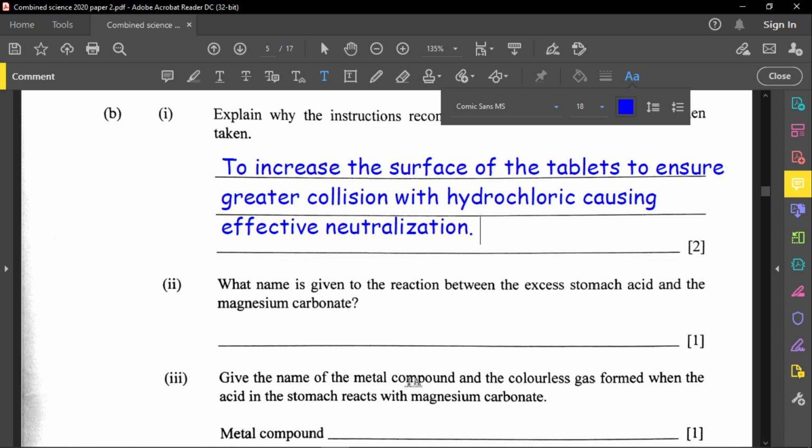And this is a neutralization reaction. So again, we say neutralization. It's a neutralization reaction. All right.